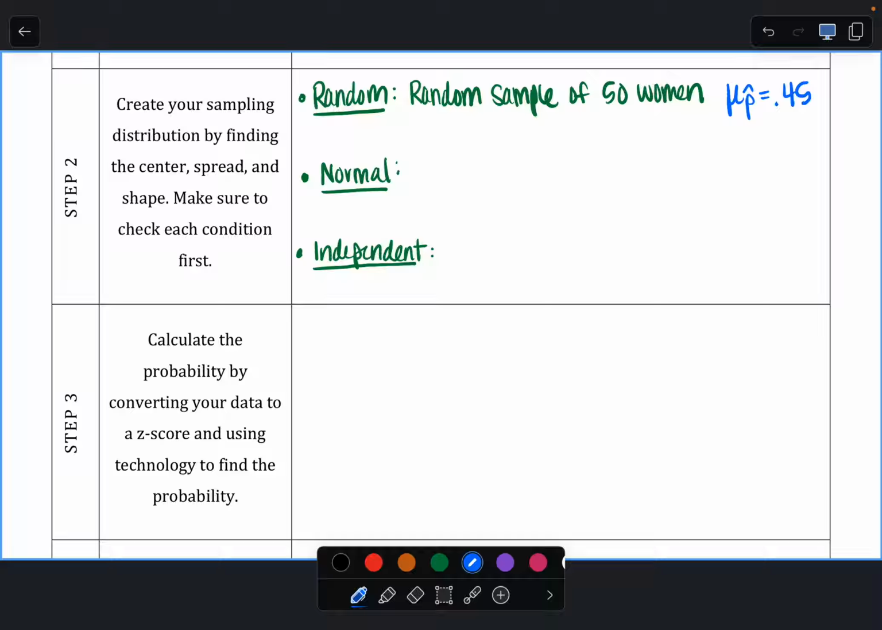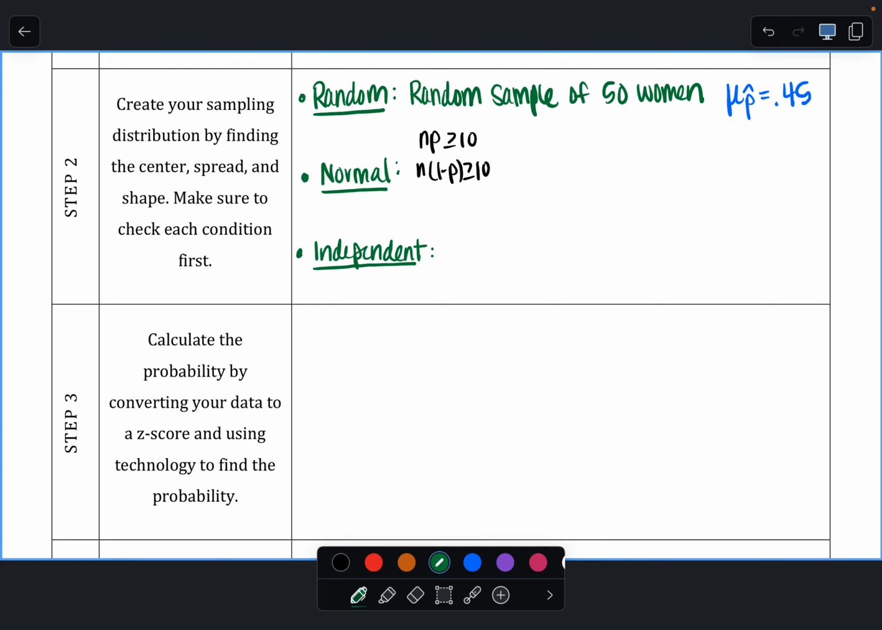So step 1, done. Step 2 is we are checking the large counts condition. You don't always have to write the formula. I'm going to write it now just so we have a point of reference. N times P has to be greater than or equal to 10, and N times 1 minus P has to be greater than or equal to 10. And so what we do is we just fill in the values. Normally, I would not write this part at all. I would just go straight into filling in the numbers that I know.